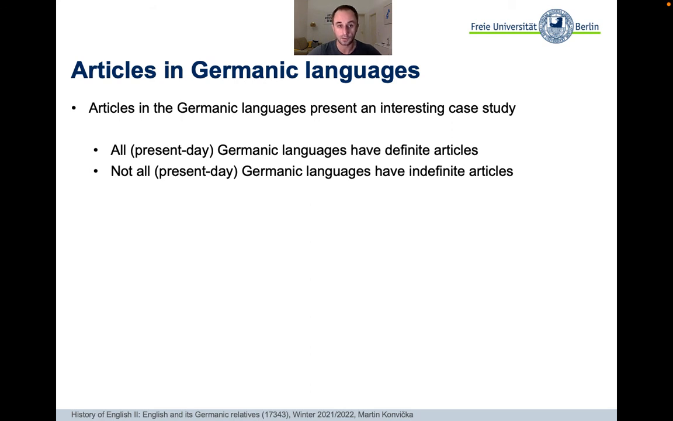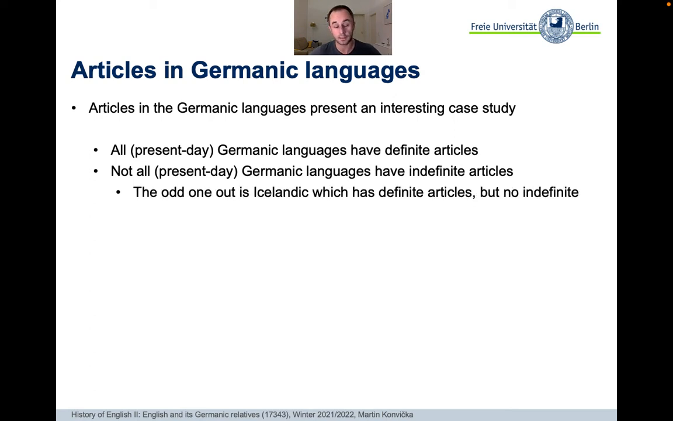On the other hand, not all of the Germanic languages have indefinite articles. There is one exception, and that is Icelandic, because Icelandic has definite articles, but no indefinite ones. So we can probably, based on that, see that definite articles are first to develop, historically speaking, and indefinite articles only follow suit a bit later, which has not happened in Icelandic yet, at least.